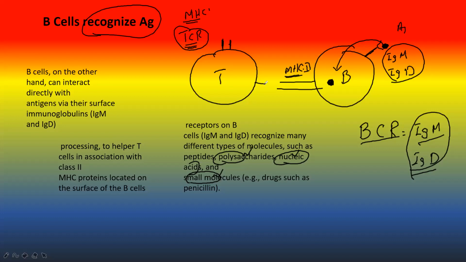Now the antigen is presented to the T cell. The B cell gives the message to the T cell. Which T cell? CD4. So the CD4 T cell does the further process. Clear? The same as macrophage, the same as dendritic cell. Can you tell me what the secondary signal is here?